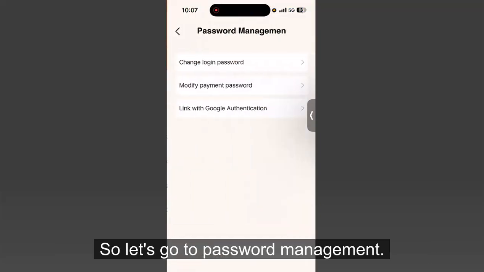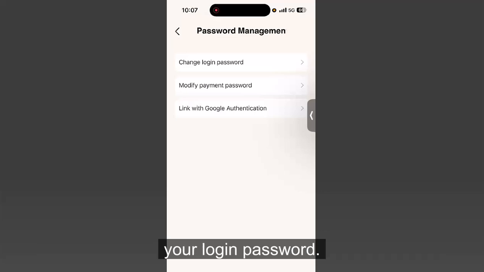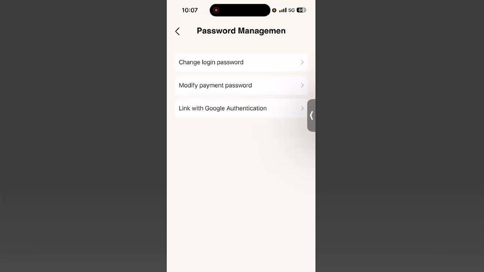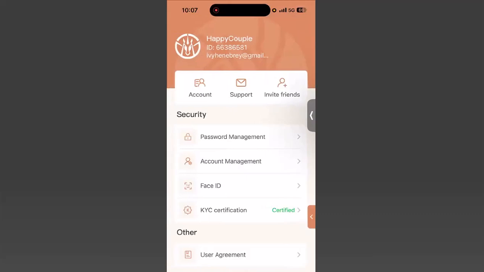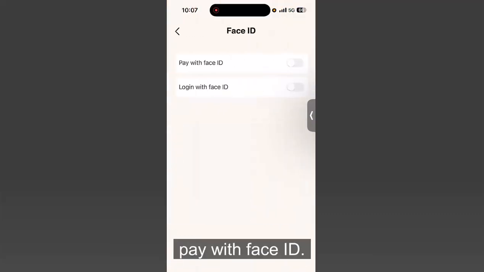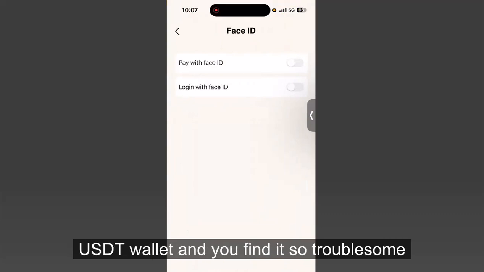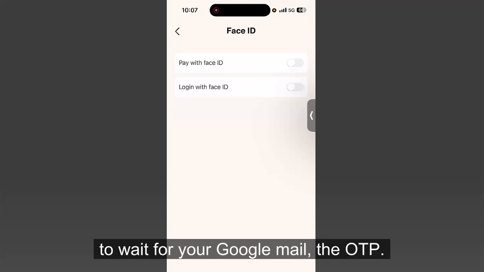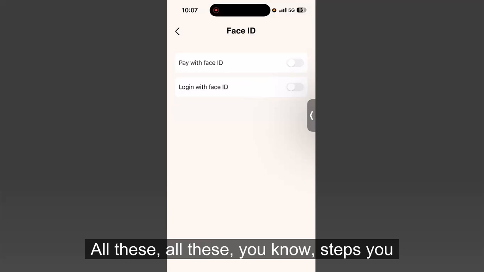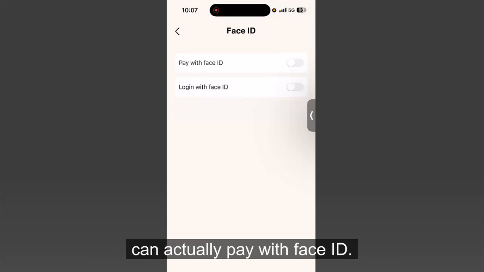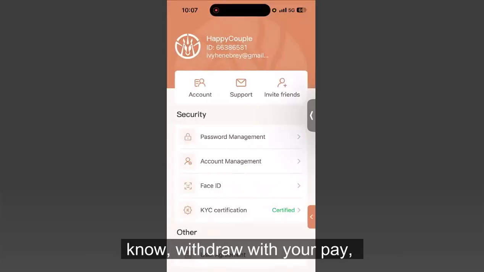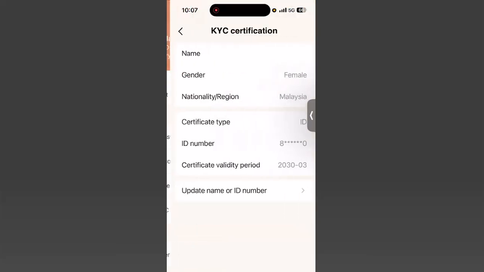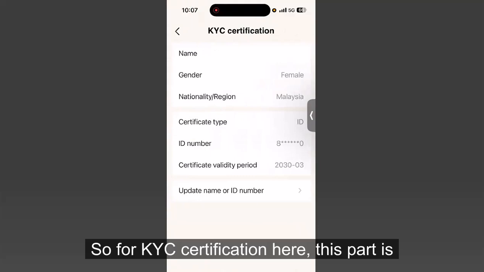So let's go to Password Management. In Password Management, you can change your login password, you can also change your payment password, and you can also link with Google Authentication. As and when you want to change, just come over here and change. And Face ID is where you want to pay with Face ID. If you want to do a withdrawal from a USDT wallet, and you find it so troublesome to wait for the Google Mail OTP and all these steps, you can actually pay with Face ID. Very simple. Just open it, and then you can withdraw with your Face ID.